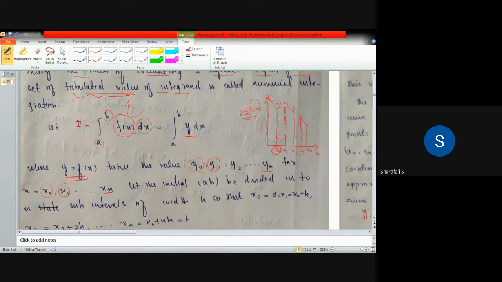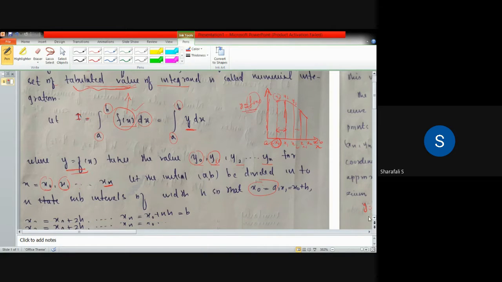Okay, this is x0. This x0 is nothing but your a, the lower limit, if you are integrating this function, and this xn will be your b, the final point of x. So you'll be integrating from a to b, lower limit to the upper limit. So xn will be equal to b and a will be equal to x0. That's what we have written here. X0 will be equal to a, and you can see xn is equal to b.